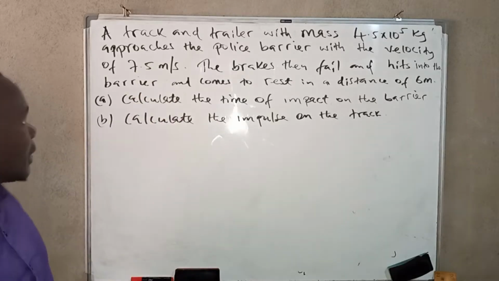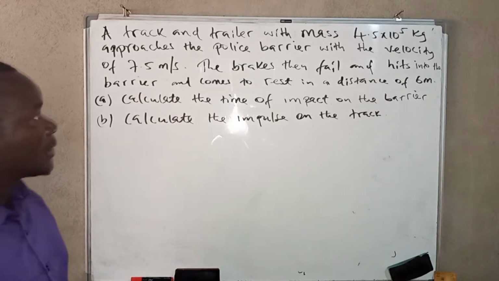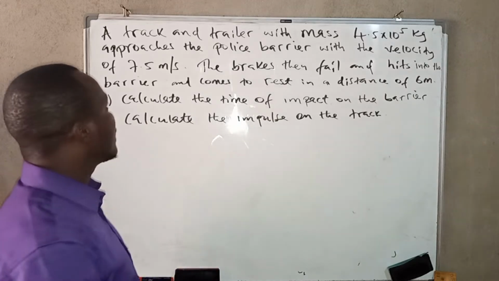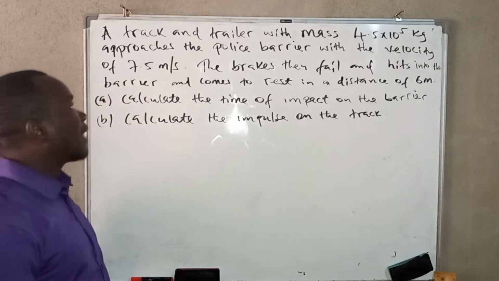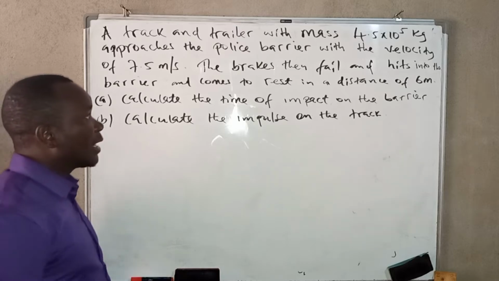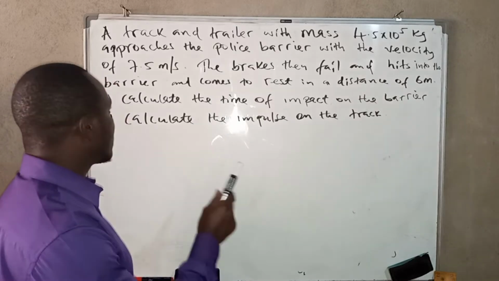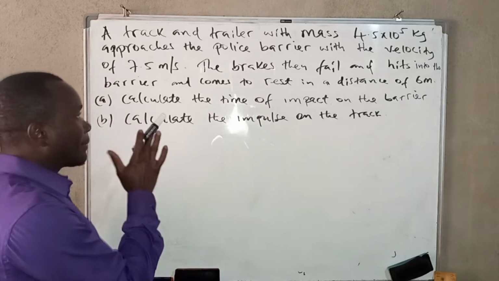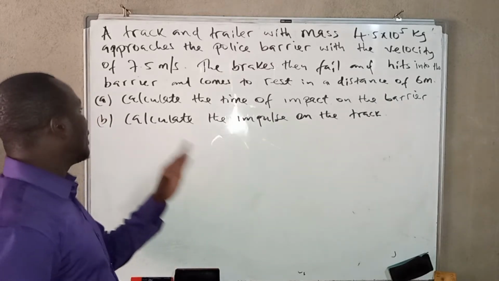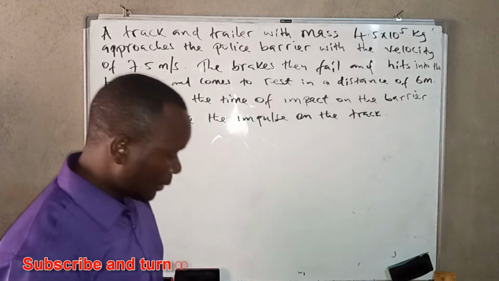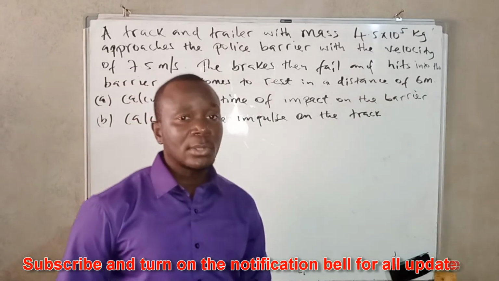We're going to consider this question which says a truck and trailer with mass 4.5 times 10 to the power 5 kg approaches the police barrier with the velocity of 7.5 meters per second. The brakes then fail and it hits the barrier and comes to rest in a distance of 6 meters. A. Calculate the time of impact on the barrier, and B. Calculate the impulse on the truck. So this is the question that we're going to answer in this video.